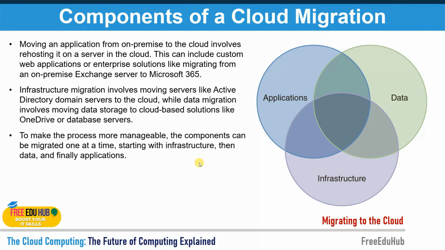Infrastructure migration involves moving servers like Active Directory domain servers to the cloud, while data migration involves moving the data storage to the cloud, like the solutions of OneDrive and database servers. So if we are talking about Active Directory, as I told you, if we are using Microsoft Azure services and you want to synchronize the data of your Active Directory in the cloud, you'll use Microsoft Azure services for that.